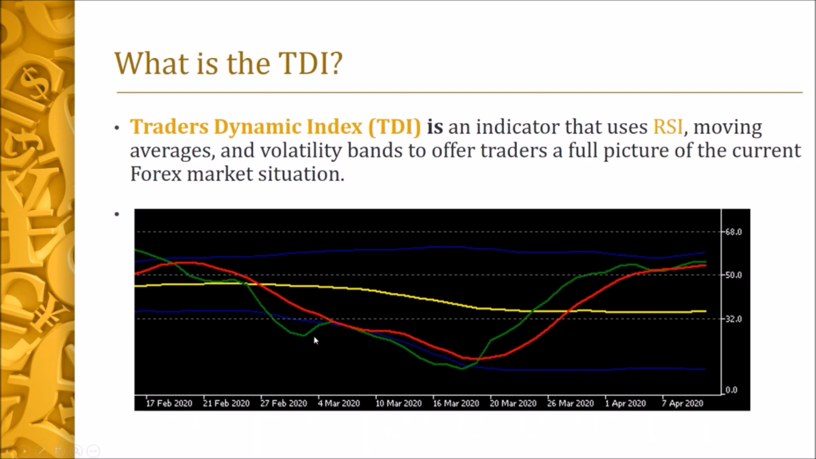So the green line is the relative strength index line or RSI line. The red one is actually a moving average that gives us an idea of when the market is actually confirmed. The yellow line is the market baseline. It is a moving 50 of the TDI indicator.